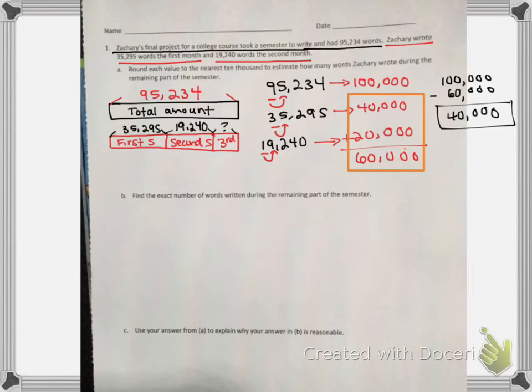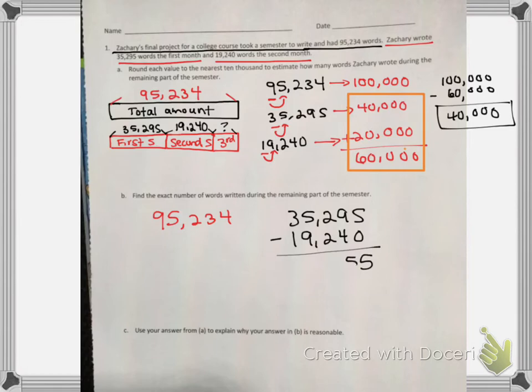So now let's find the exact number. Now we know that the total is 95,234. But we need to add the first semester and second semester and subtract it from our total. So let's do that. Remember, we're doing the exact amount. So we are subtracting the exact amount here. All right, let's subtract. So 5 subtract 0 is 5. 9 subtract 4 is 5. 0, and we're unbundling here. This turns to 15. Perfect. And this is 6 and 2. Perfect. Cool. So now we're going to subtract 26,000 from our total.